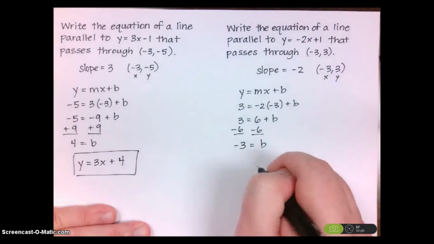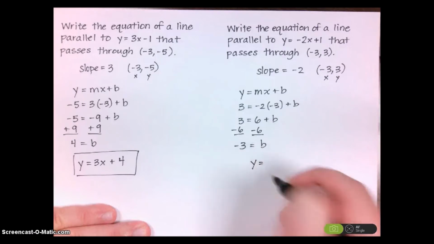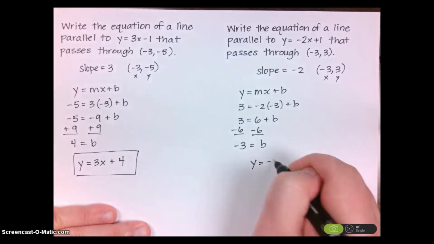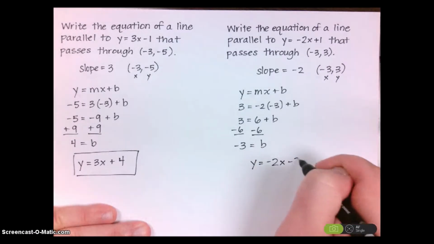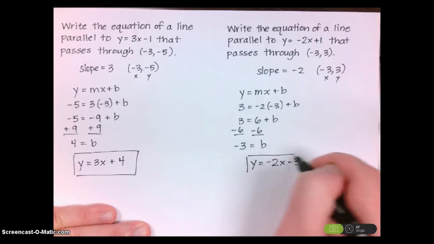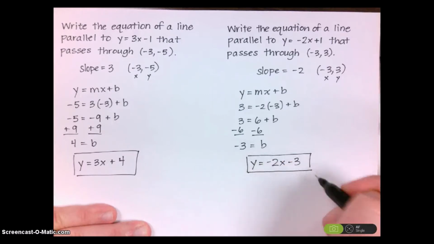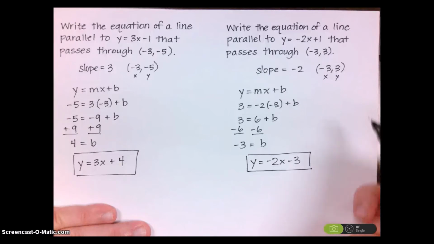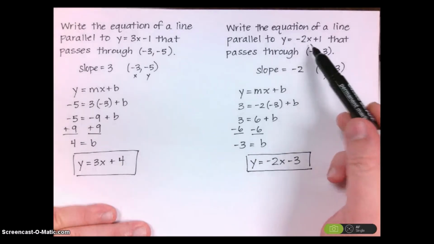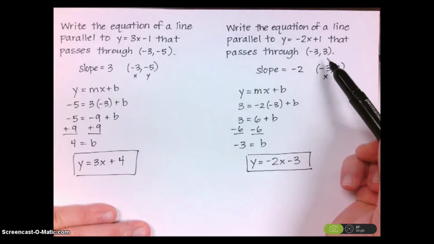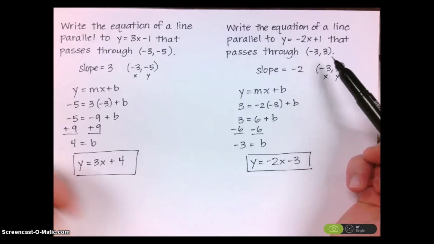So just like I did before, let's write our equation. y equals, the slope is -2x minus 3. And I have written the equation of a line that is parallel to y equals -2x plus 1, and it passed through the point (-3, 3).